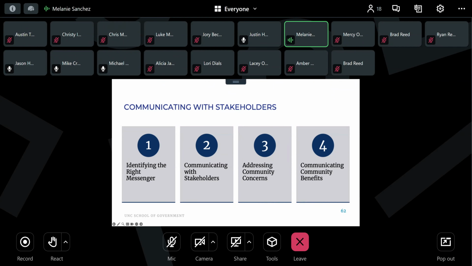Engaging with partners and supporters. After evaluating options and establishing supports, the next step is crafting a communication plan. So here we go. Number one, identifying the right messenger. You need to find an effective spokesperson or team, and the chosen messenger should have a deep understanding of the operations and communicate in a way that resonates with the audience.